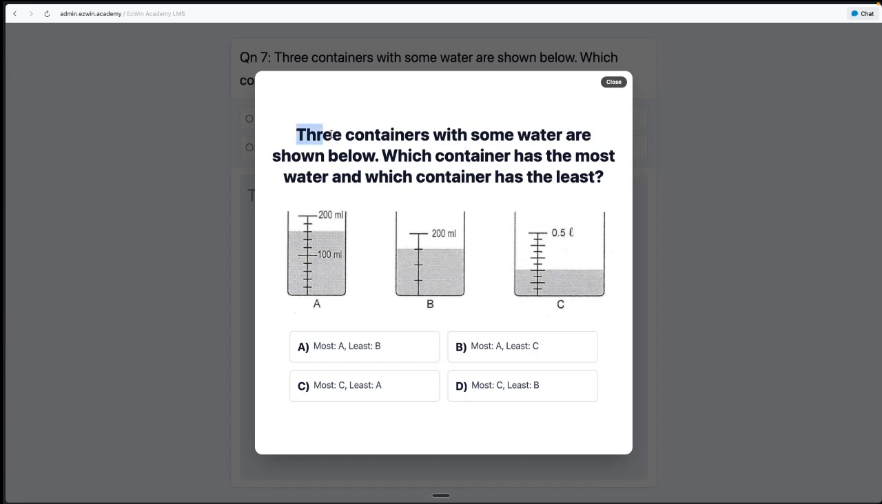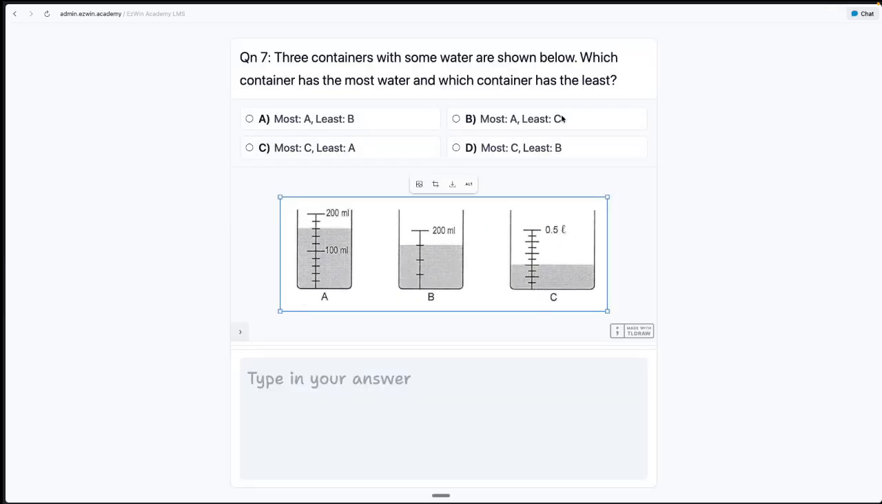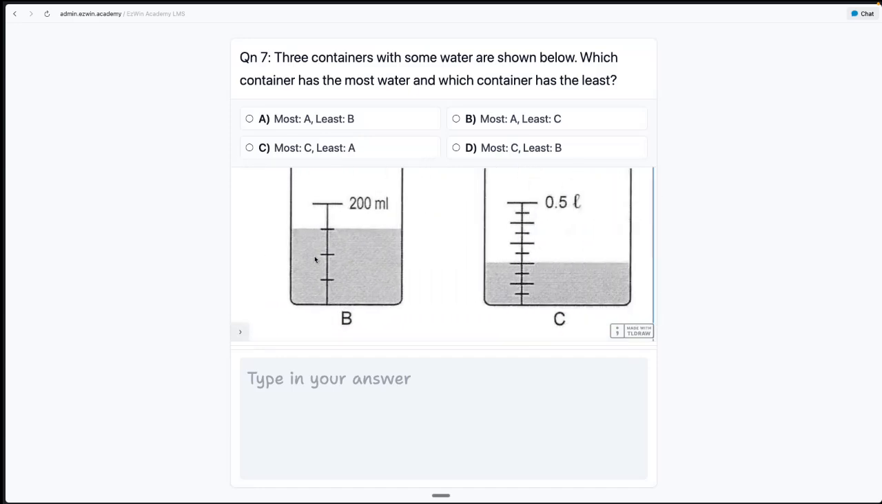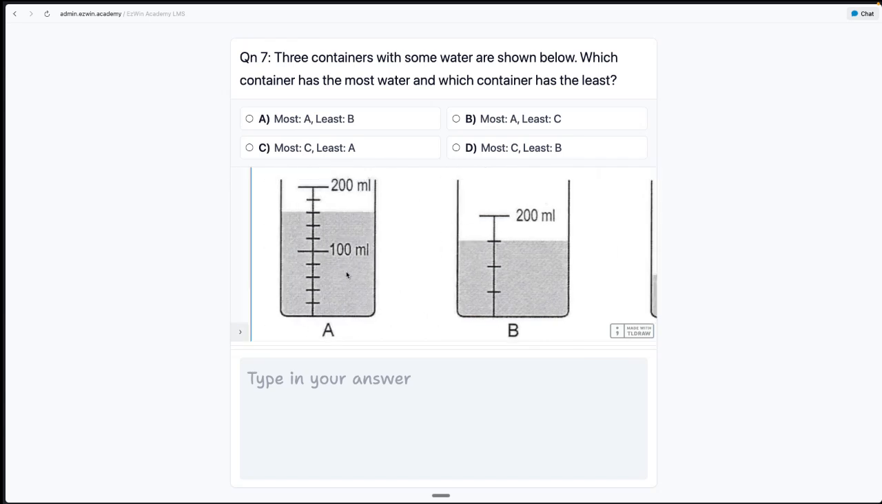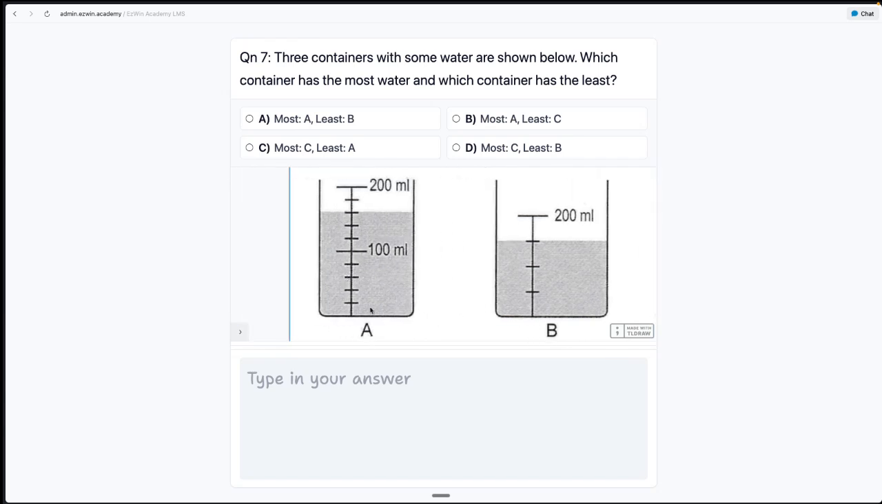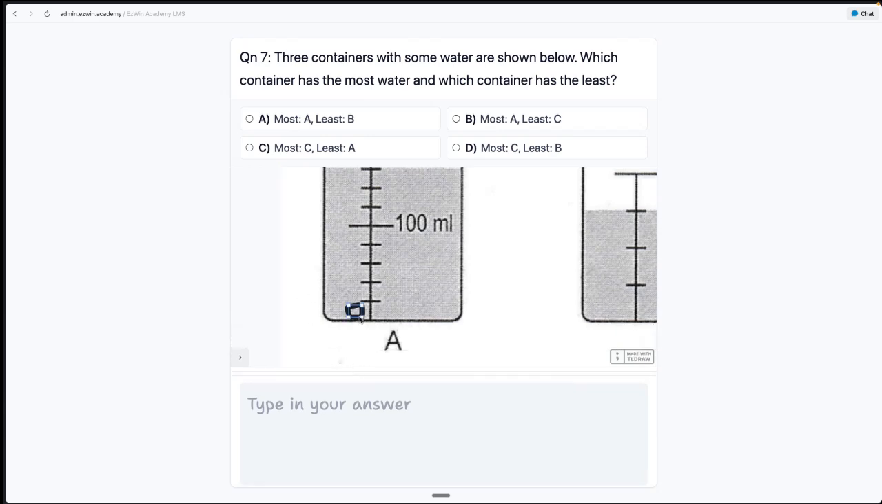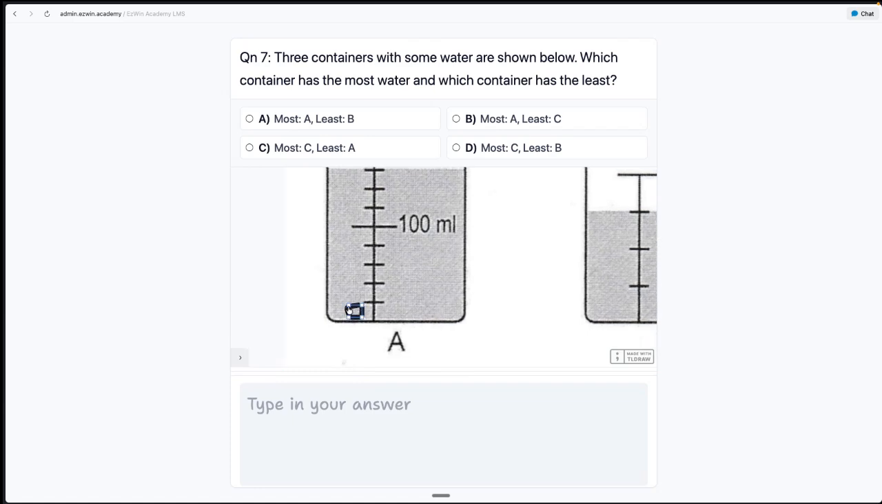Next question. 3 containers with some water are shown below. Which container has the most water and which container has the least? So we need to look carefully at the amount of water in each container. For A over here, let's zoom in a little bit more. We see that we have gaps. So one gap, and then we have 2, 3, 4, and 5.